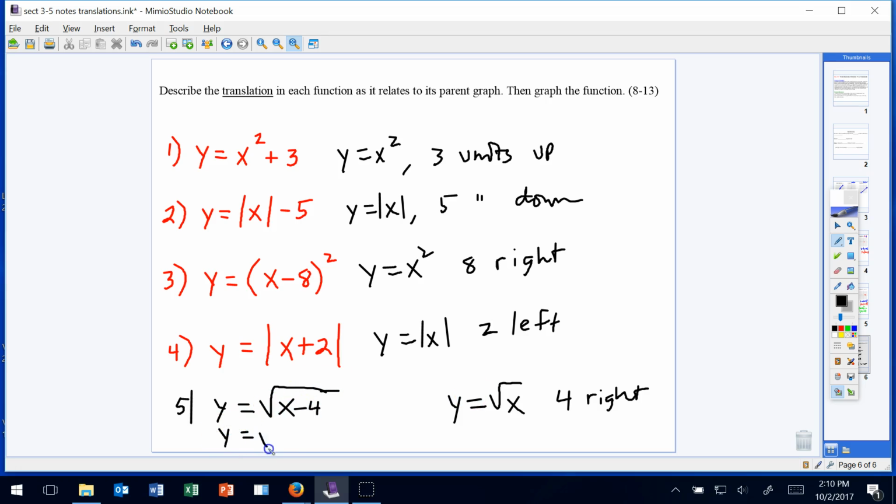Okay, this would be the parent y equals the square root of x 3 places down, because I'm doing the operation outside of the square root. Okay, and then we could put them both together. If I did plus 2 minus 3, then this is left 2 down 3. Okay, so that's pretty much a quick run through of translations.